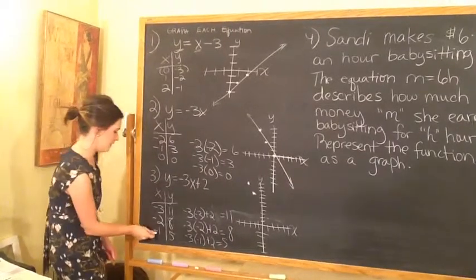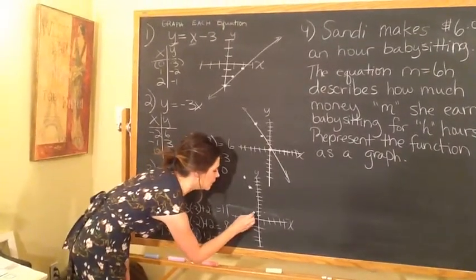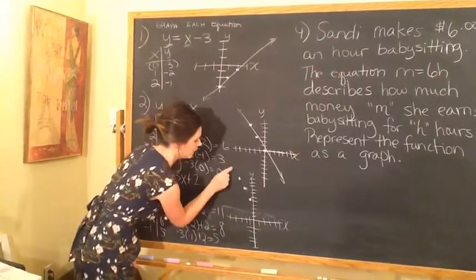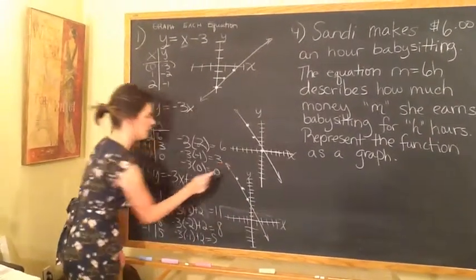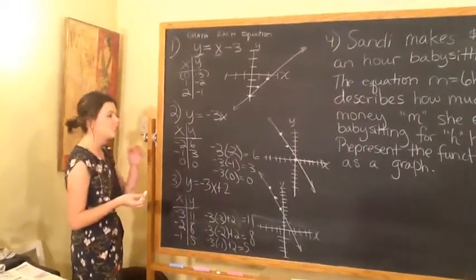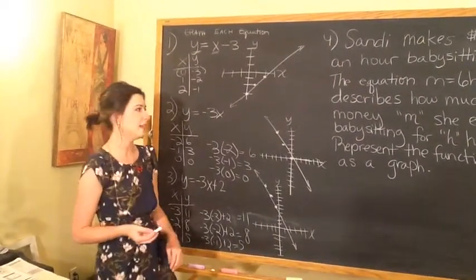And then I have negative 1, 5. So negative 1, 1, 2, 3, 4, 5. I'm going to be about here. So my graph's going to go about like this. All right. There's several steps to this, but you're going to get the hang of it pretty quickly, I think.